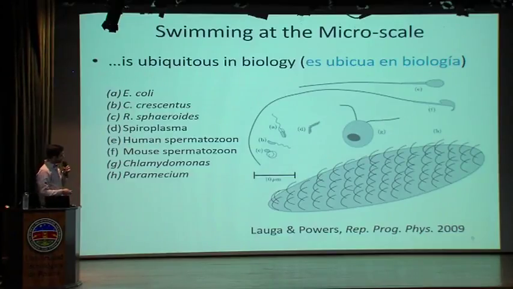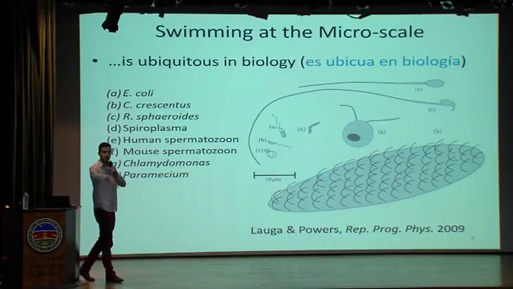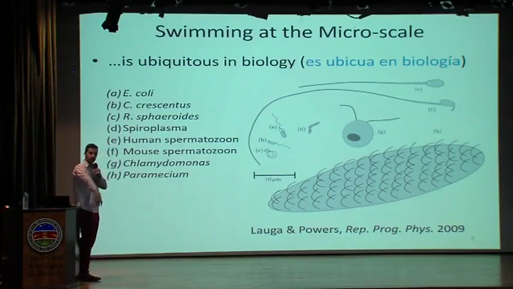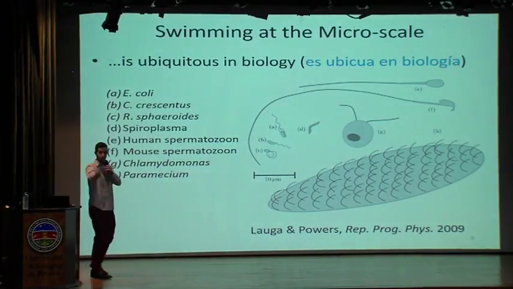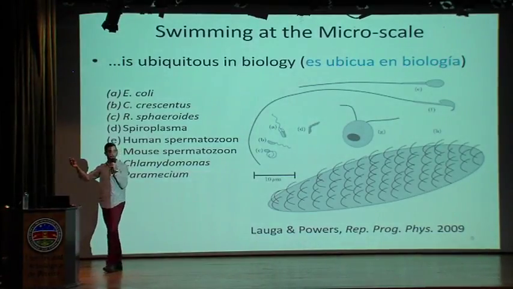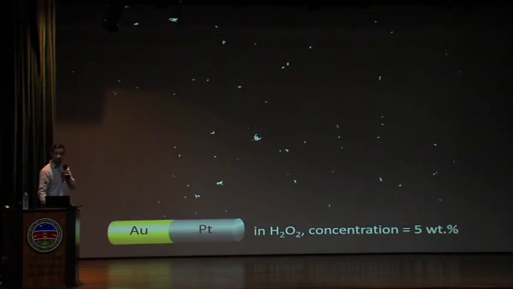Okay, but what you may notice here is all of these organisms swim mechanically. They have some kind of appendage, like a hair or a flagellum, and they wave it around, and then they move as a result of that motion. Okay? But these rods, okay, these rods don't have any moving parts. They're just little pieces of metal. So how could they possibly be propelling themselves?